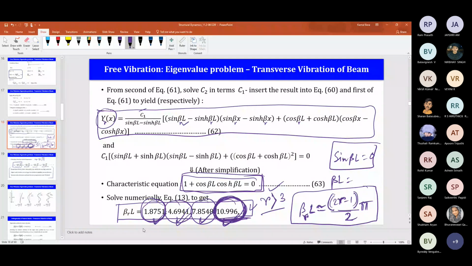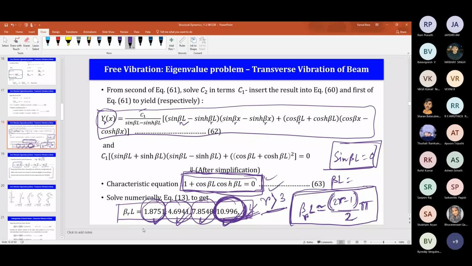If you want to use this approximate expression, use it for r greater than 3 or r greater than 4. Then you will find that the values are almost close to those obtained by exactly solving the transcendental equation. So this is an approximate expression for beta r L to simplify things if r is greater than 3 or r greater than 4, most probably.